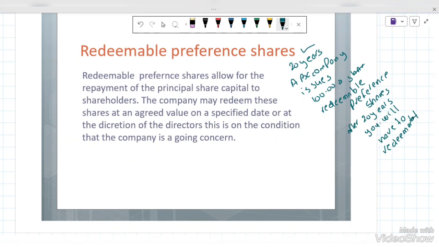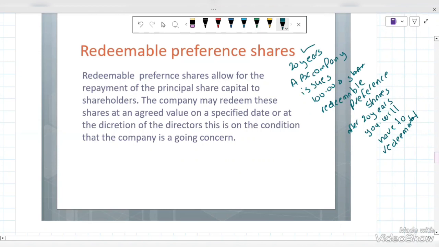It means that after 20 years, you will no longer get any kind of profit from the ABC company. After 20 years, you can say that your shares will be expired, and ABC company is not liable to pay you any dividend. After 20 years, your shares will be paid back to you by ABC company. So this is basically redeemable preference shares.